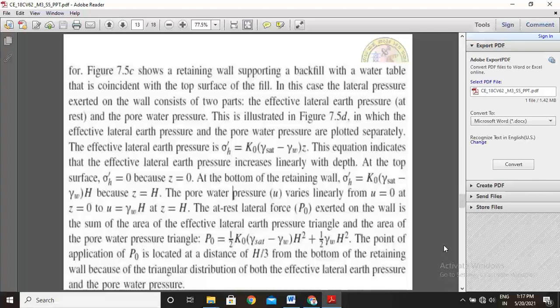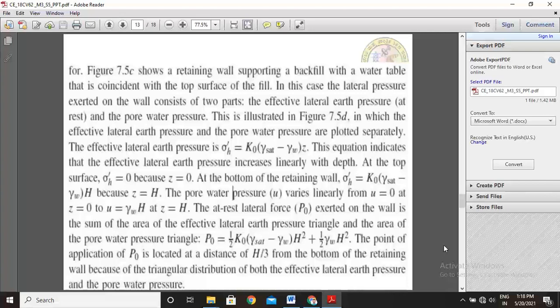The effective lateral earth pressure, sigma dash h, is calculated as K naught times (gamma saturated minus gamma w), because here gamma saturated minus gamma w is nothing but the submerged density, that is gamma dash, below the water table. This equation indicates that the effective lateral earth pressure increases linearly with depth. At the top surface, sigma dash h is 0 because z is 0. At the bottom of the retaining wall, sigma dash h is K naught times (gamma saturated minus gamma w) times H, because z is equal to H.